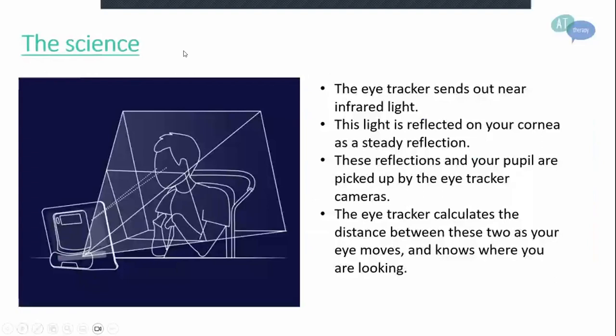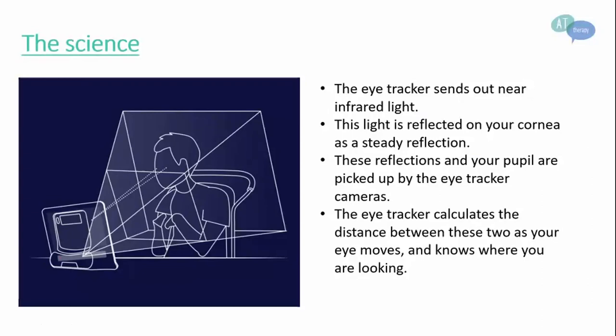Okay, so a bit about the science, how it works. I'll do my best to explain this. Within the eye tracker, there is near infrared light that comes out, and this light is reflected on the cornea, which is the front, clear part of the eye, and that is typically quite a steady reflection because that just stays where it is.